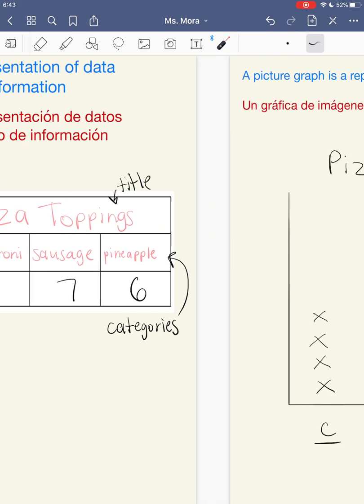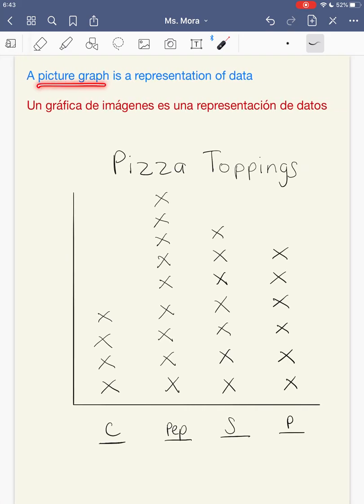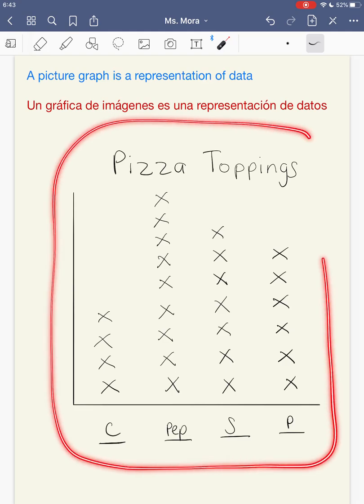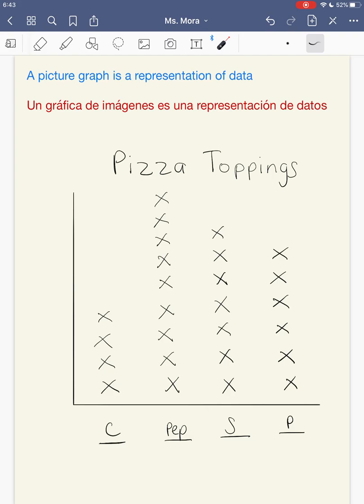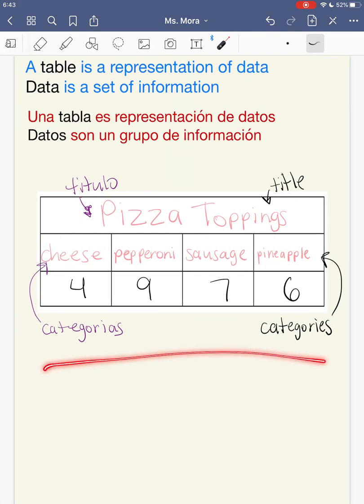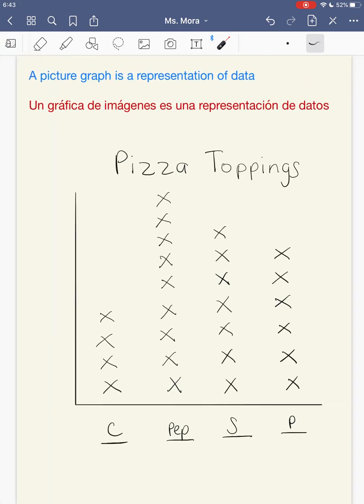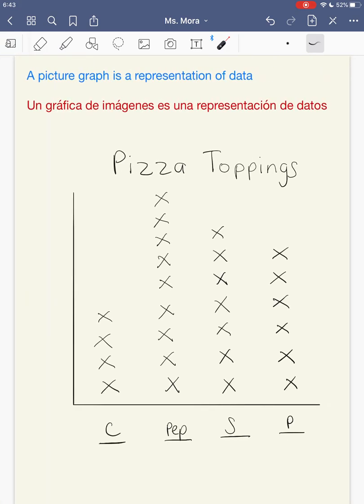Alrighty, guys. Then, a picture graph, okay, remember we said we were going to draw picture graphs today, is a representation of data. So, this whole thing is my picture graph. And I got the information for my picture graph from this table here. Alrighty, for example, my title of my picture graph here is pizza toppings. That's the same title I have in my table.